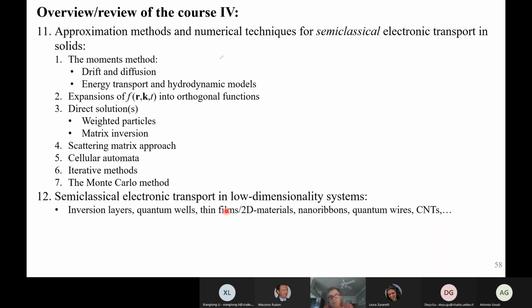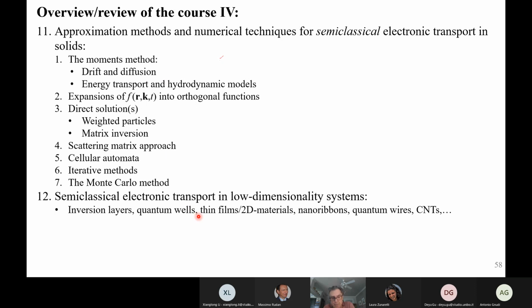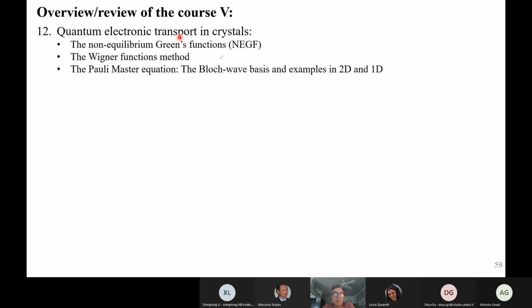And finally, what would happen when you do semi-classical transport in low dimensionality systems. That was of interest mainly because it justifies why people are looking at materials which are alternatives to silicon, the post-silicon CMOS technology, because transport in very thin bodies is strongly affected by quantum confinement effects, and I'll show you why. And finally, what we've seen last time, some approaches to quantum transport, and some examples that I gave you today. So this is it.